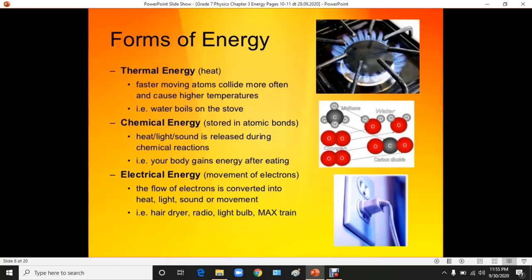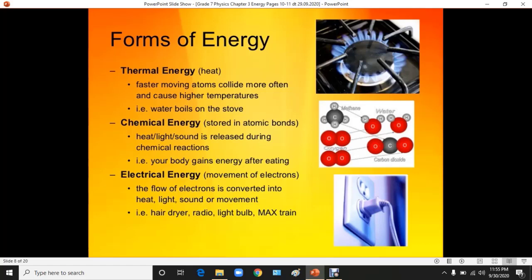Another thing that we are talking about is chemical energy, which is stored in the atomic bonds. Here you can see the oxygen-carbon-oxygen bonds or other molecules like methane, water, oxygen. Heat, light, and sound are released during chemical reactions. That is, our body gaining energy after eating is nothing but chemical energy.